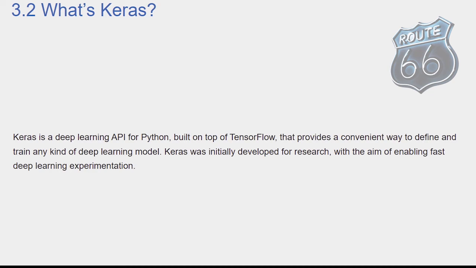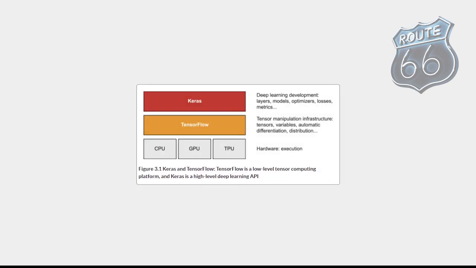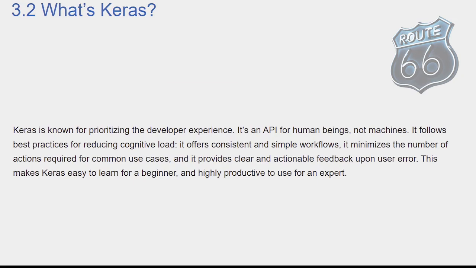Section 3.2. What's Keras? Keras is a deep learning API for Python built on top of TensorFlow that provides a convenient way to define and train any kind of deep learning model. Keras was initially developed for research with the aim of enabling fast deep learning experimentation. Through TensorFlow, Keras can run on top of different types of hardware. See Figure 3.1. GPU, TPU, or plain CPU, and can be seamlessly scaled to thousands of machines.